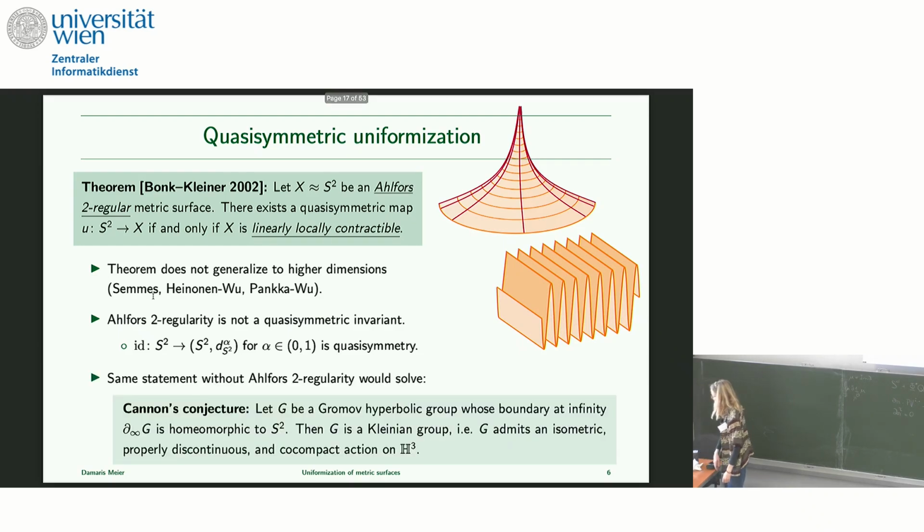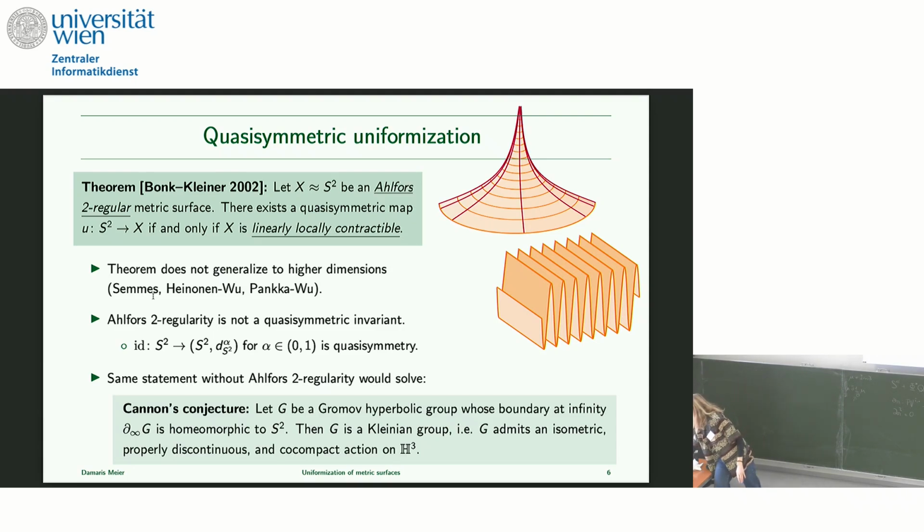And the second reason is that if one had the same statement as above, but without this alpha-2 regularity, then one would solve a conjecture in geometric group theory known as Cannon's conjecture. This conjecture tells us that if we have a Gromov hyperbolic group whose boundary at infinity is homeomorphic to the sphere, then this is a Kleinian group, meaning it admits a very nice action on hyperbolic 3-space.